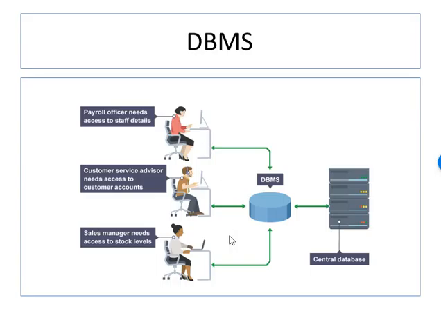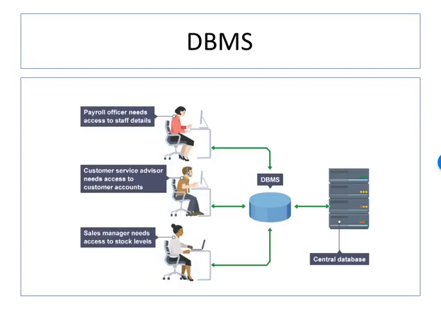The DBMS is nicely summed up in this picture, which I've stolen from BBC Bitesize. You can see here that there are three very different users of the database. There's a payroll officer needing to access the staff details to update payroll or remove people from the payroll if they've been sacked. A customer service advisor needs to access customer accounts to be able to place an order or to check an order. And a sales manager needs to be able to access stock levels. So all these people need to access the DBMS and access the database at one time. And what the database management system, DBMS, does is it allows them access to their particular areas without any general overflow or any crossing of wires.